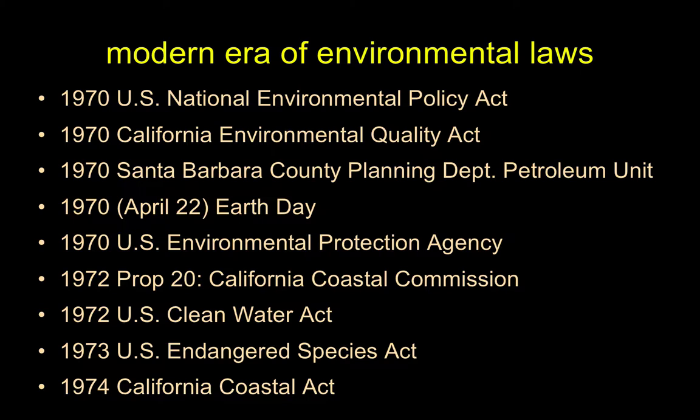So these are all examples of things that came out pretty much directly or were massively fueled by the Santa Barbara oil spill. So the first is the National Environmental Policy Act, NEPA, which creates things like environmental impact reports that we have to do whenever we're going to do some type of activity like a mining operation or something like that. The same thing in California, which we abbreviate CEQA, the same version. We have to do a study of, is this going to impact the air or what have you. Santa Barbara County has a division within their planning department, a petroleum unit. It is the most powerful such agency in the world.